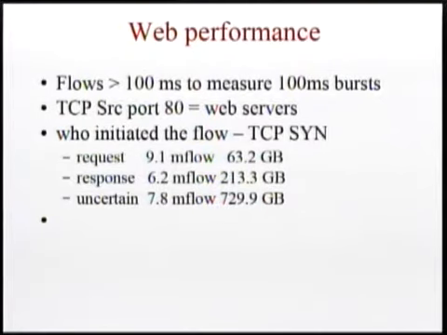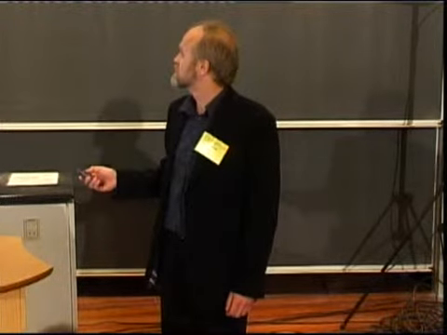So we decided then to look at the source port 80, that is the web server performance. And we also looked at who initiated the flow. UniNet then requested 9 million flows. Other people requested 6 million flows from us. So that's not a very big difference. But it turned out that the response flows were much larger than the requested flows. So that's why data is being taken out of our network.